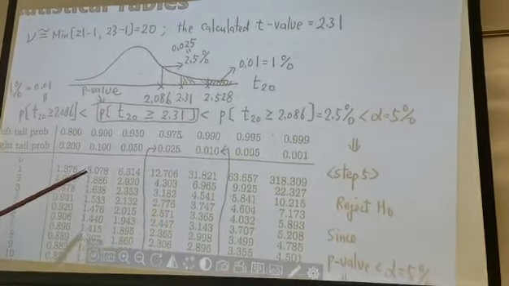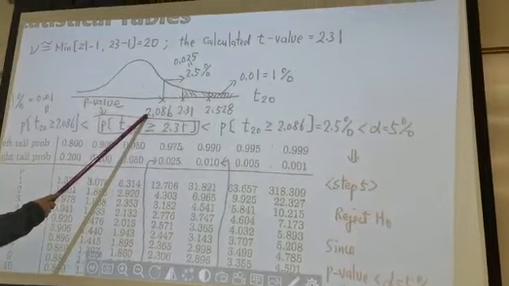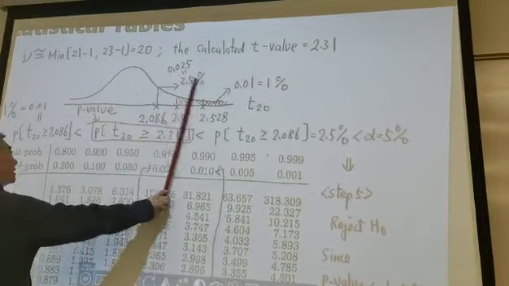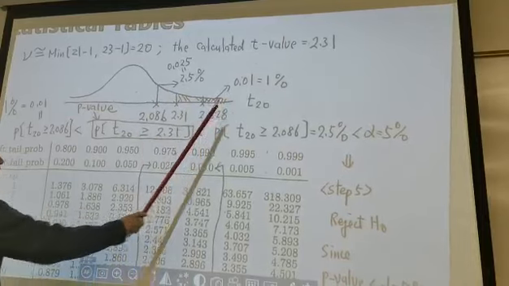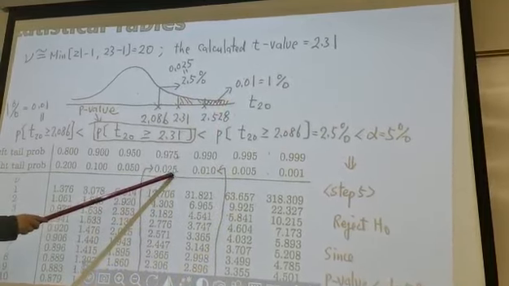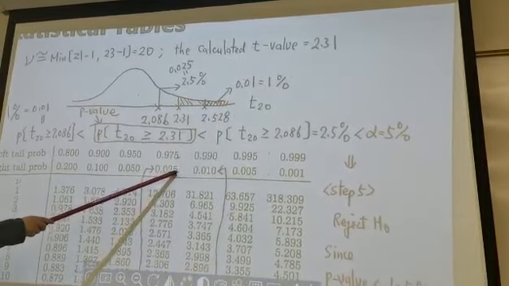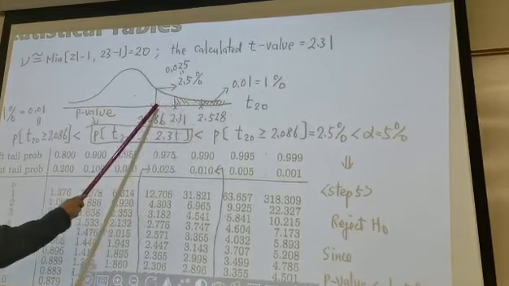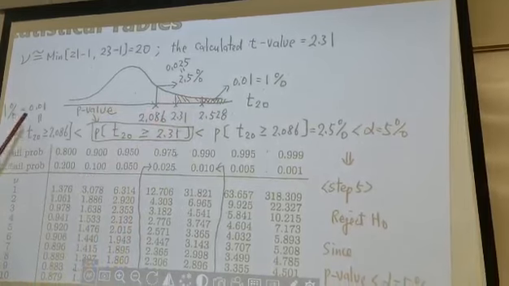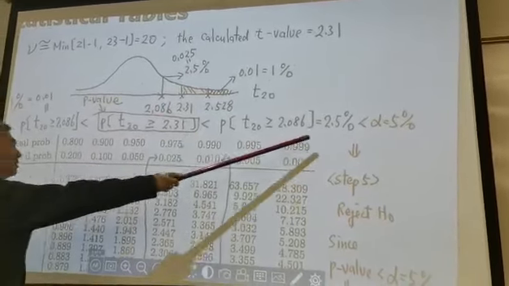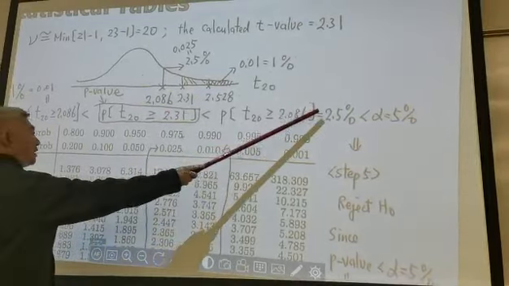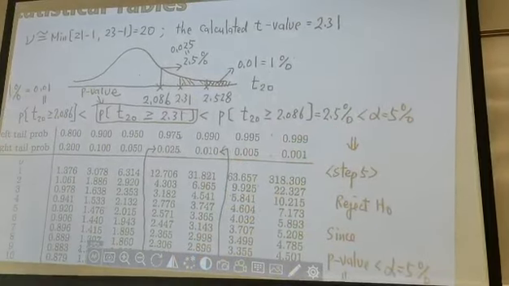And the other number, the lower bound, 2.086, or even bigger. The corresponding upper tail, you find, is 2.5% or 0.025. So the p-value is bounded by 1% to 2.5%. The p-value is between 1% and 2.5%, less than or equal to alpha equal to 5%.